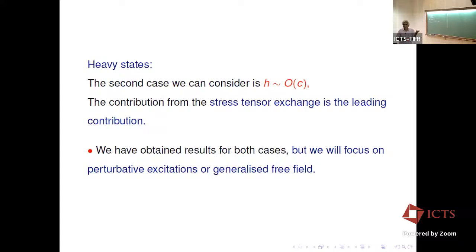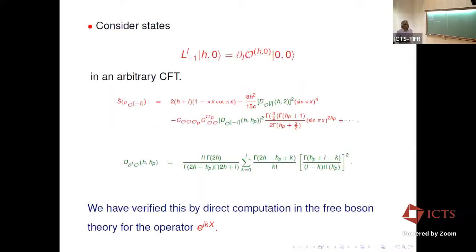The second case is when you consider heavy states, in which h is of order c; then it's the first term which contributes. So there are two cases you can check with holography. We have obtained results for both, but we'll focus, and I'll mention the other sometimes, on the perturbative excitations or generalized free field case. Now, the CFT result, let me just quote it. If you consider descendants of a primary of this kind, with L to the power L, and you compute the expansion, this is the structure of the expansion. I think many people might know this for excitations.